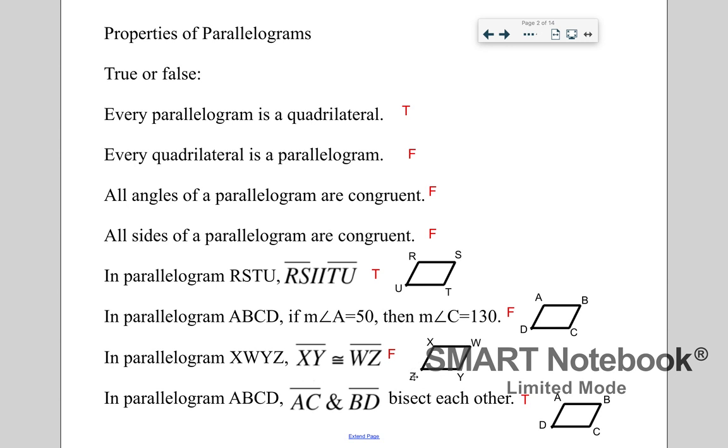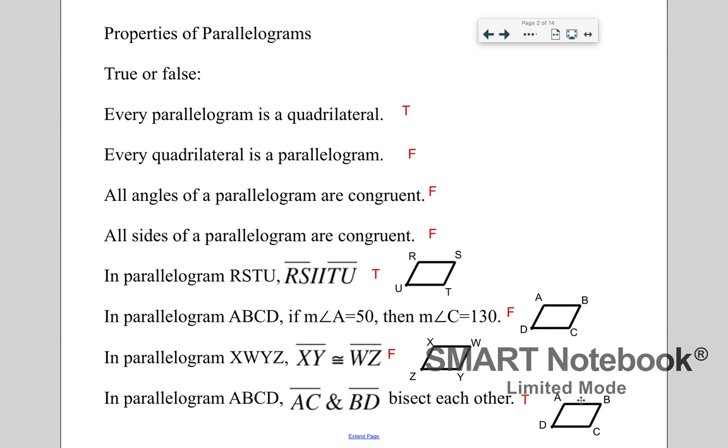XWYZ, I have that labeled here. So XY would actually be a diagonal, and WZ would be another diagonal. There are times that the diagonals are congruent, but that's not all the time in a parallelogram. They always bisect each other, but they're not always equal.